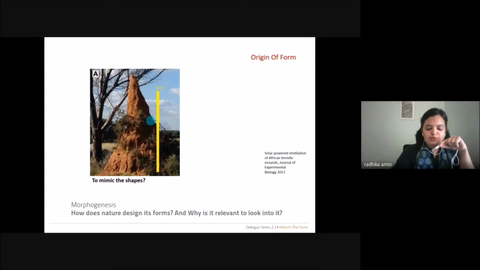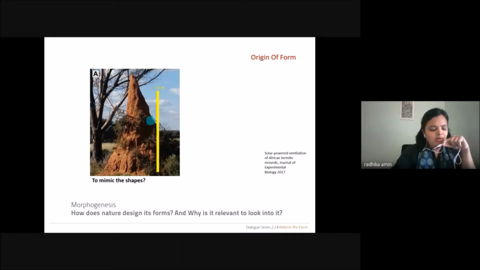For those of you who are new to the term morphogenesis, it is the biological process by which natural forms develop their shapes. What you see here is an African termite mound. These mounds are tall for the size of a termite, almost 350 times their size. Or if I put it in perspective, like a 125-story building for a human being.